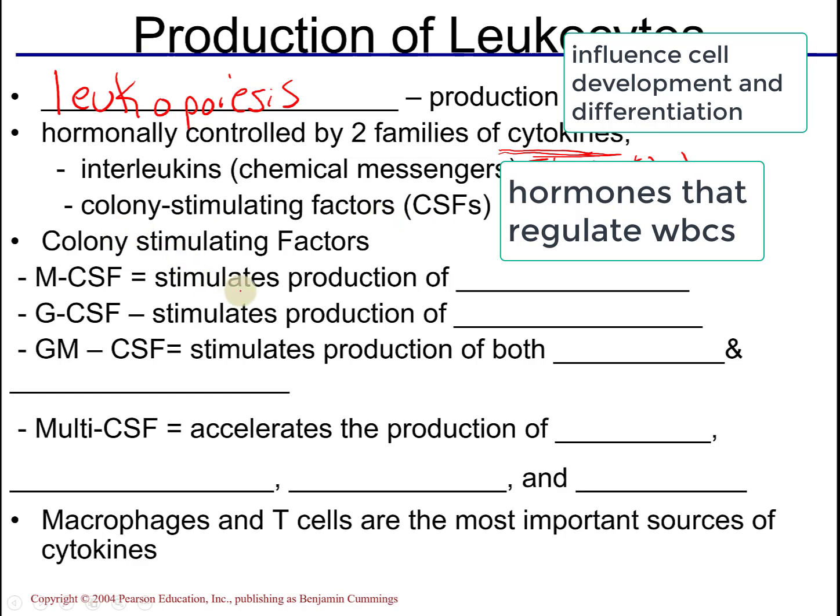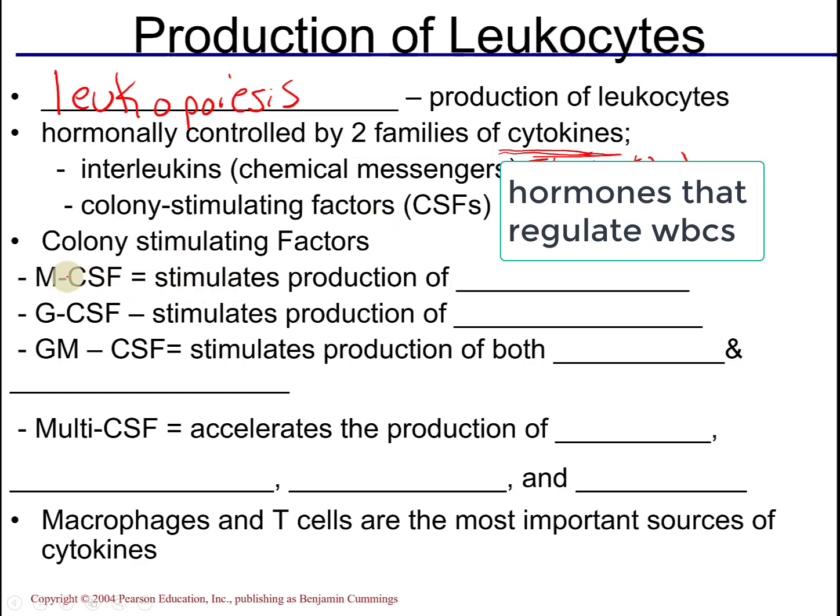The first type of colony stimulating hormone is called MCSF. So what type of blood cell, white blood cell, do you know of that begins with the letter M? If you said monocyte, you would be correct. So MCSF stimulates production of monocytes.